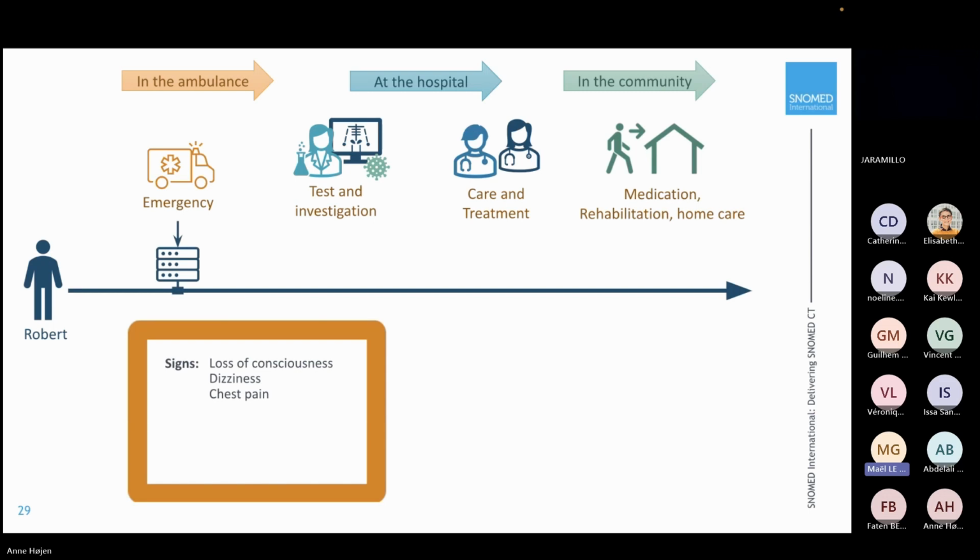He loses consciousness, and he was dizzy, and he had chest pain. So a person finding Robert on the street is calling the ambulance, and already in the ambulance, the clinician starts to document these signs of loss of consciousness, dizziness, and chest pains, because Robert has slowly awoken and he's able to express these things.